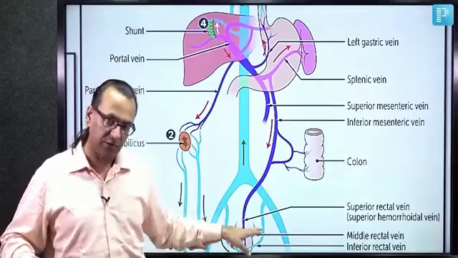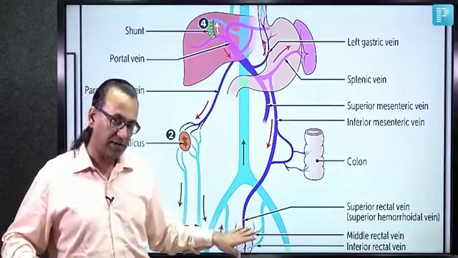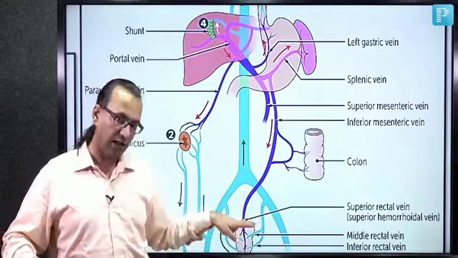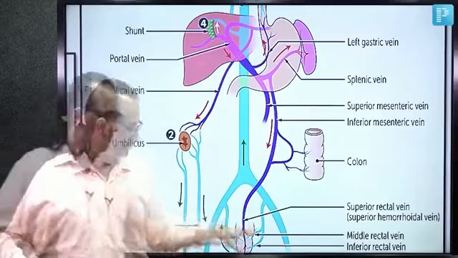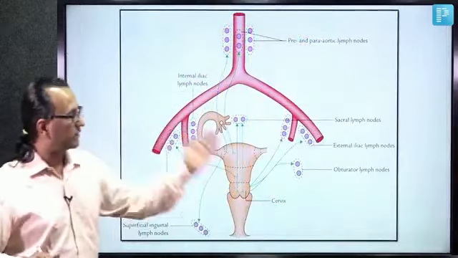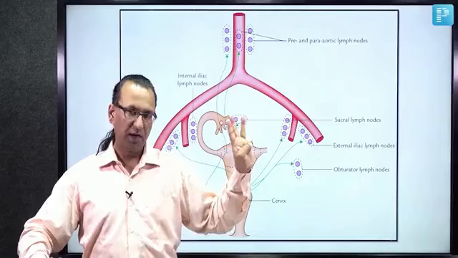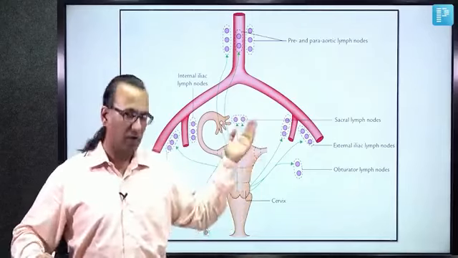Those thin veins, which are communicating veins, will be dilated, leading to rectal varices. The internal hemorrhoids and external hemorrhoids can be bleeding above and below the dentate line. Now, when it comes to the lymphatics, it is understood that lymphatics will follow the vein, will follow the artery. You can also say that lymphatics will follow the artery.